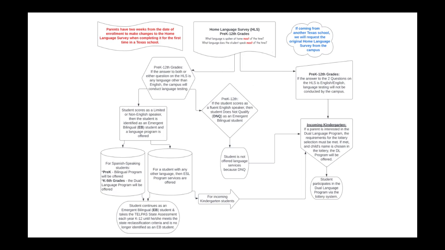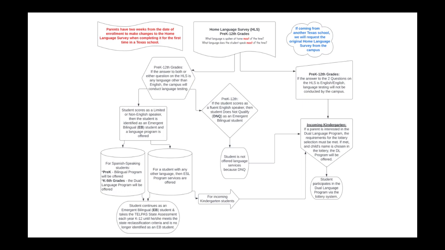What language is spoken in the home most of the time? And what language does the student speak most of the time? The key word is most of the time. If the answer to either of the 2 questions is a language other than English, then it will prompt language testing to be conducted by campus personnel.